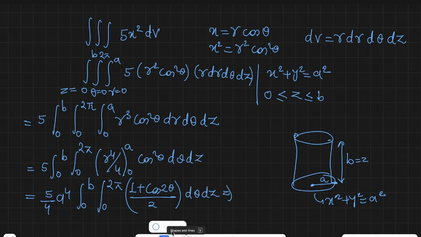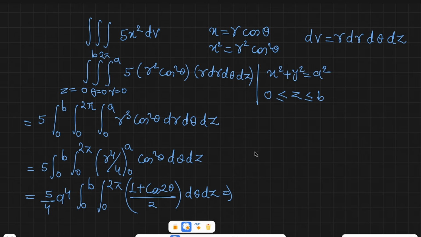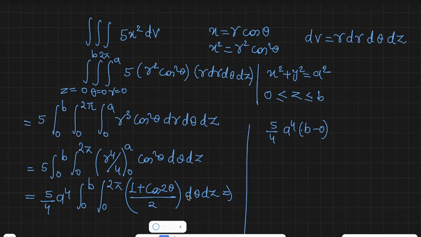From here it is basically 5 by 4 a power 4. Because there is no z term, I can directly write b minus 0. I can directly write with respect to z first, or, don't get confused, let it remain 0 to b. Now the integration of 1 by 2 is nothing but 1 by 2 theta, plus the integration of cos 2 theta is nothing but sine 2 theta upon 2, and this 2 will be like 4. So this is from 0 to 2 pi and dz.